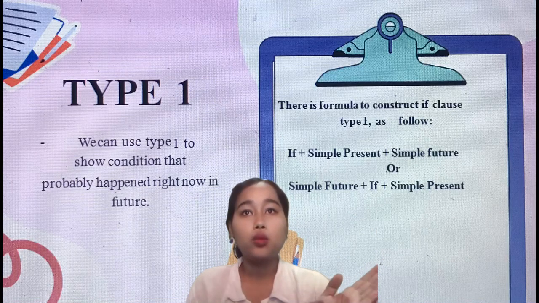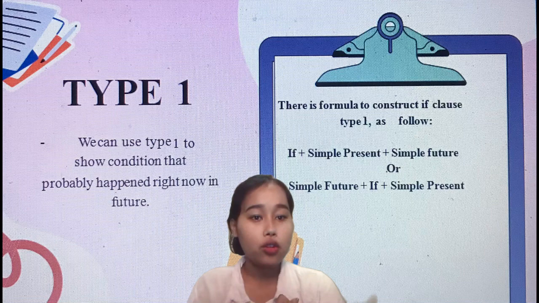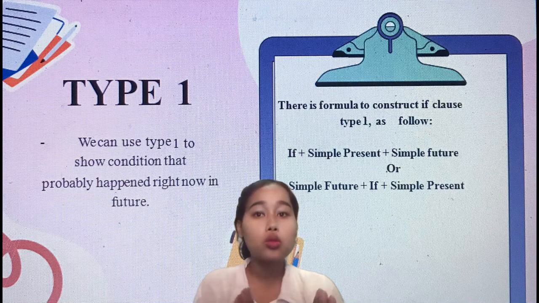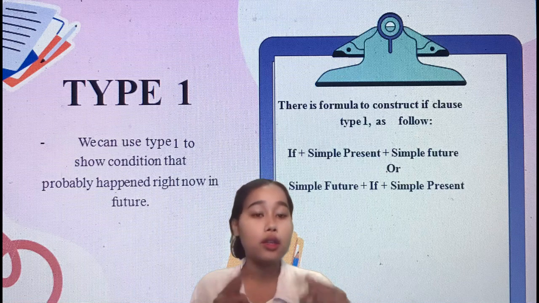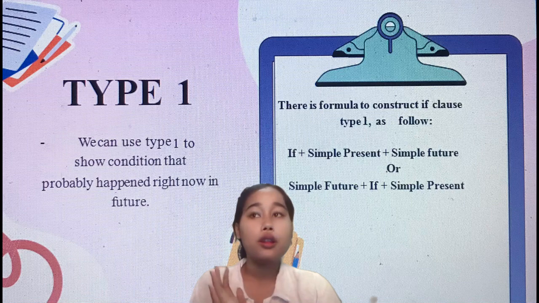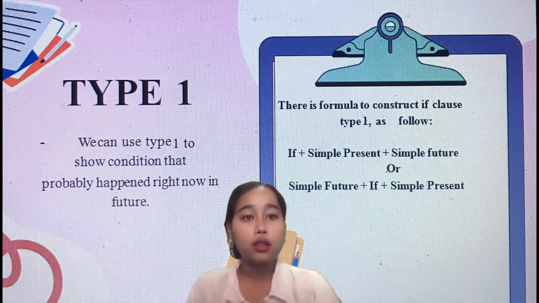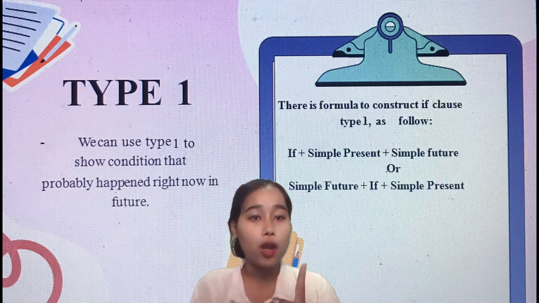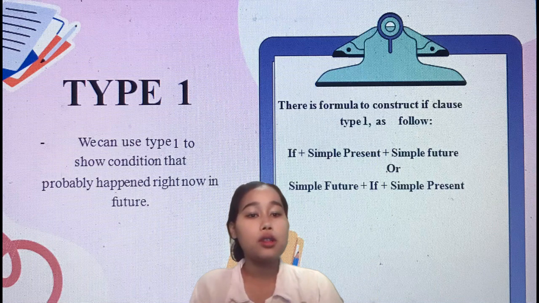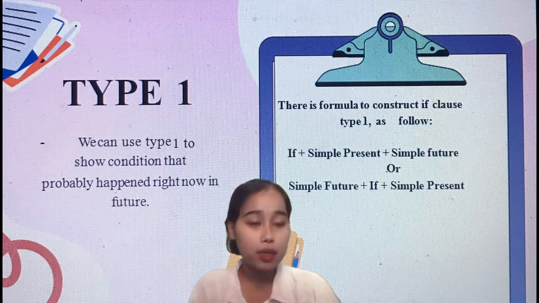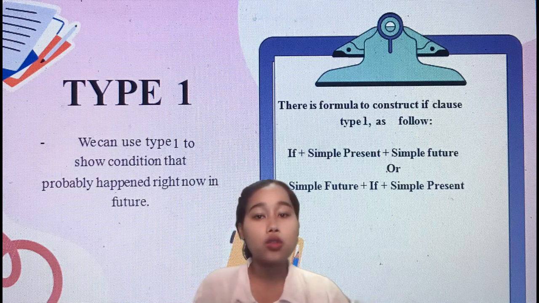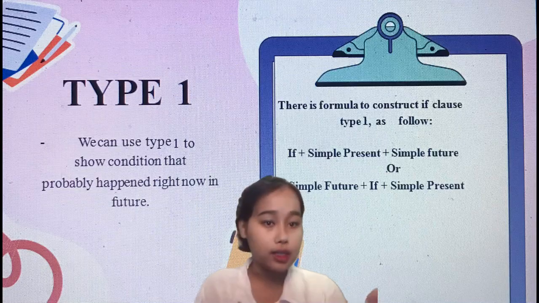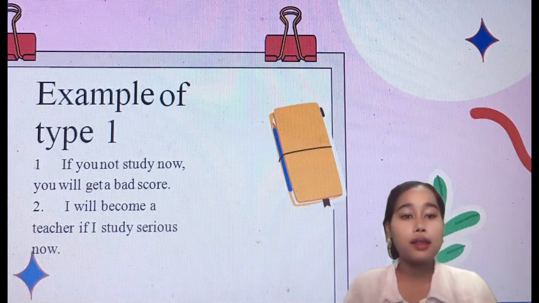Okay, let's start with type 1. So in the type 1 that we can use to show the condition that probably happen right now in the future. There is a formula to construct conditional sentence type 1. So first is if plus simple present plus simple future, or we can use simple future plus if plus simple present.